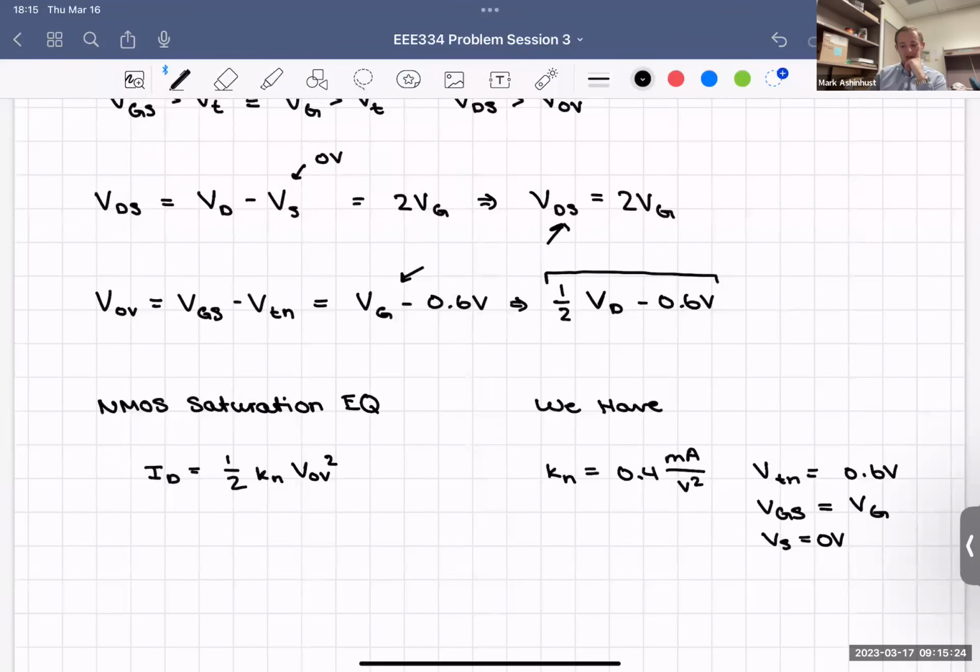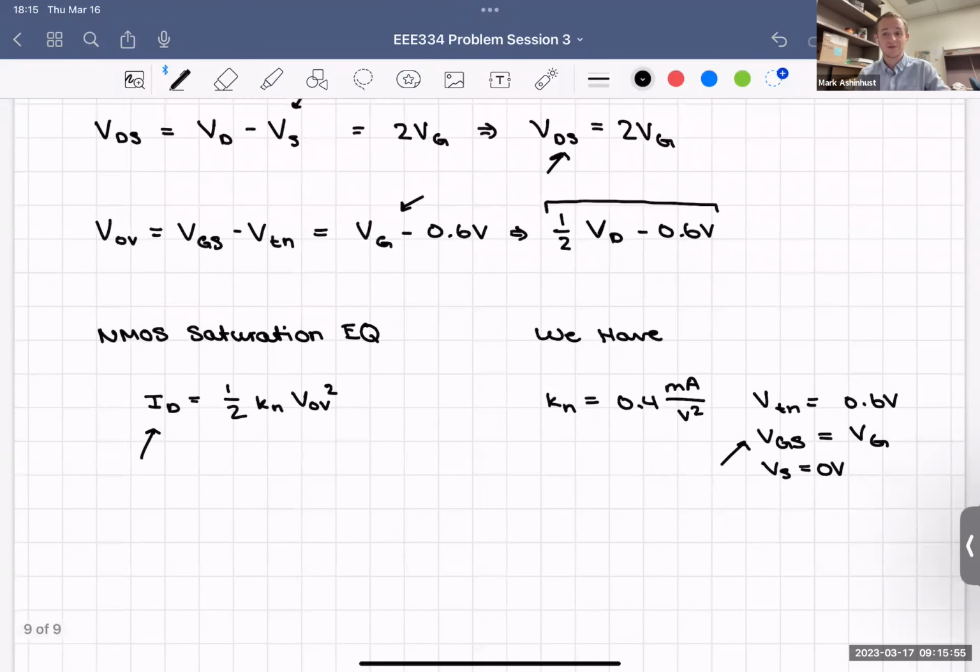We can't really get VD, so what we need to do is put VGS in terms of ID. If we put it in terms of ID, then we can solve for ID. Once we know ID, we can just find VD. Once we know VD, we can find VG because we already related VD as being 2 times VG. If we found VG, half of VG is VD. We found that relation between the two.